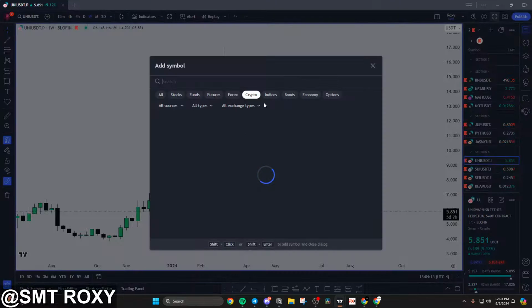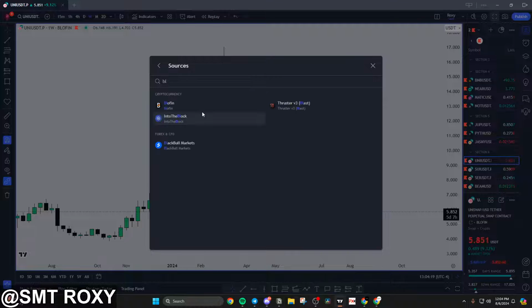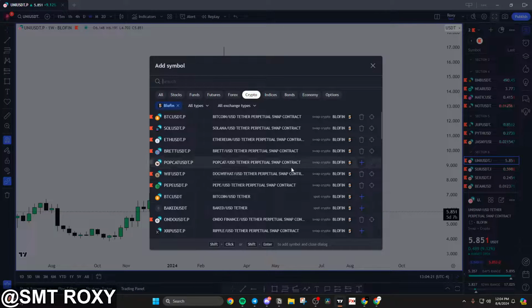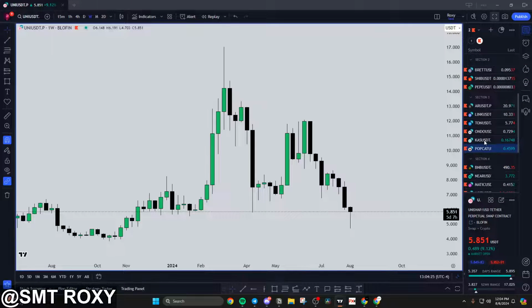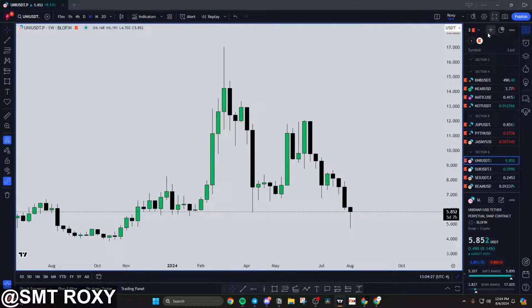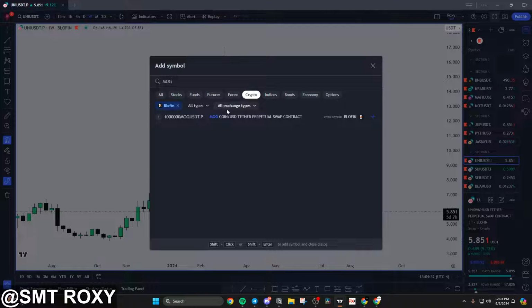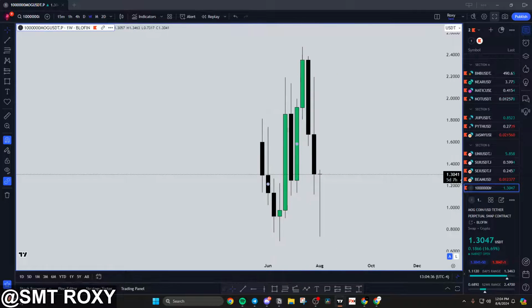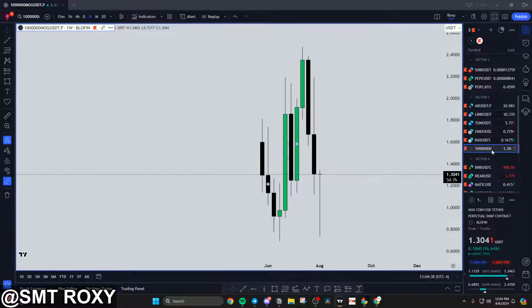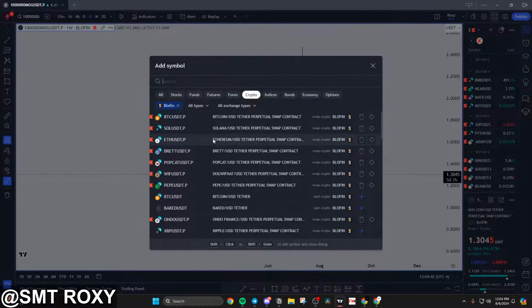Let's see what other markets Blofin has. Let's see what other ones it got. I think these are only really the ones that has PopCat. It does have PopCat. That's good. That's the one you were talking about. PopCat. Let's see if it has Mog. I don't think it does got Mog. It does maybe. Maybe it does. Doesn't have too much data on it though.